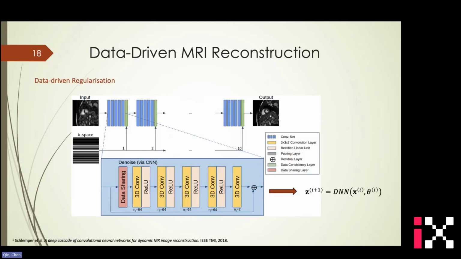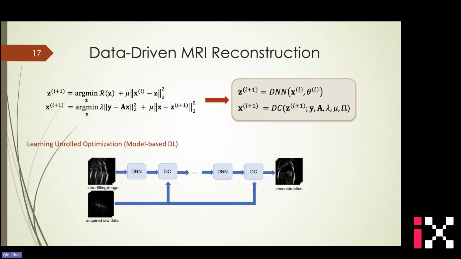Sorry, do these unrolled networks have any sort of guarantees like variational methods? That's a good question. No, we can't guarantee this convergence. That's one of the things with these deep learning methods. And since it's a learning-based method, the number of these iteration steps needs to be fixed when you train this network.